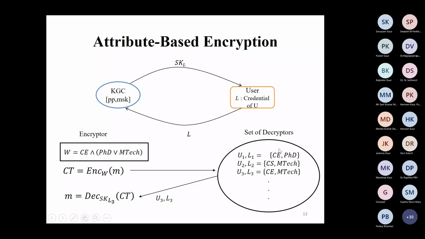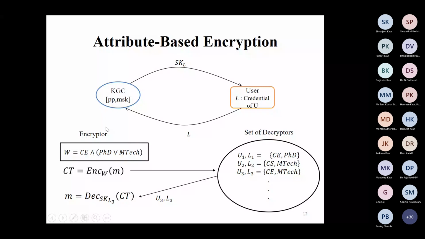There is some student whose branch is civil engineering and who is doing a PhD. So these are the credentials or attributes of that user. Similarly, we have some other users with their credentials. You need to send the credentials to the trusted party or key generating authority, which takes the public parameter, the master secret key and your credentials, and correspondingly generates the secret key for that user.